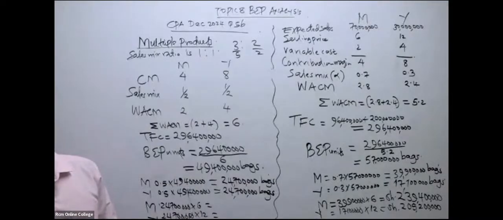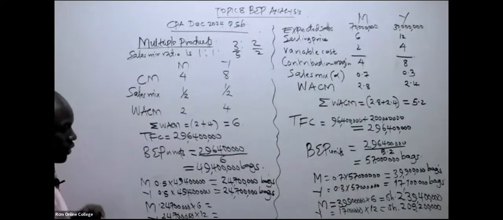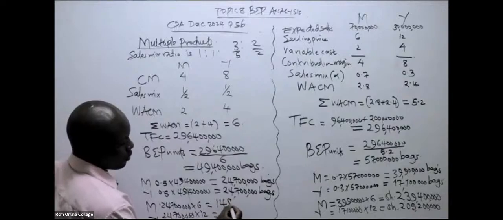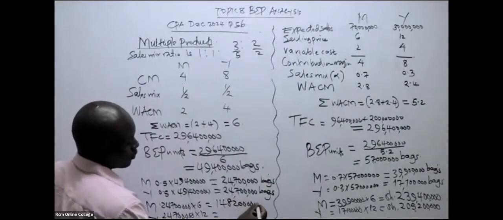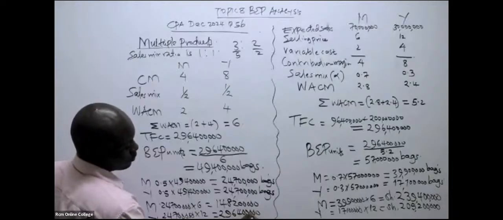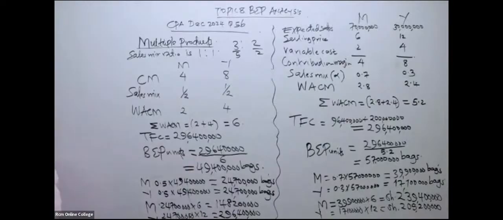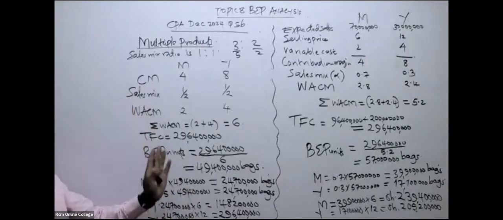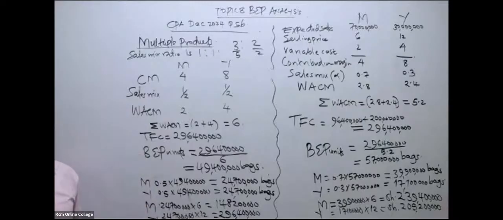What I know, Y will be double of what we have at 148,200,000. So this must be 296,400,000. Good. Yeah, that is it. If you want it for the whole organization, you add the 2, then you are good to go.